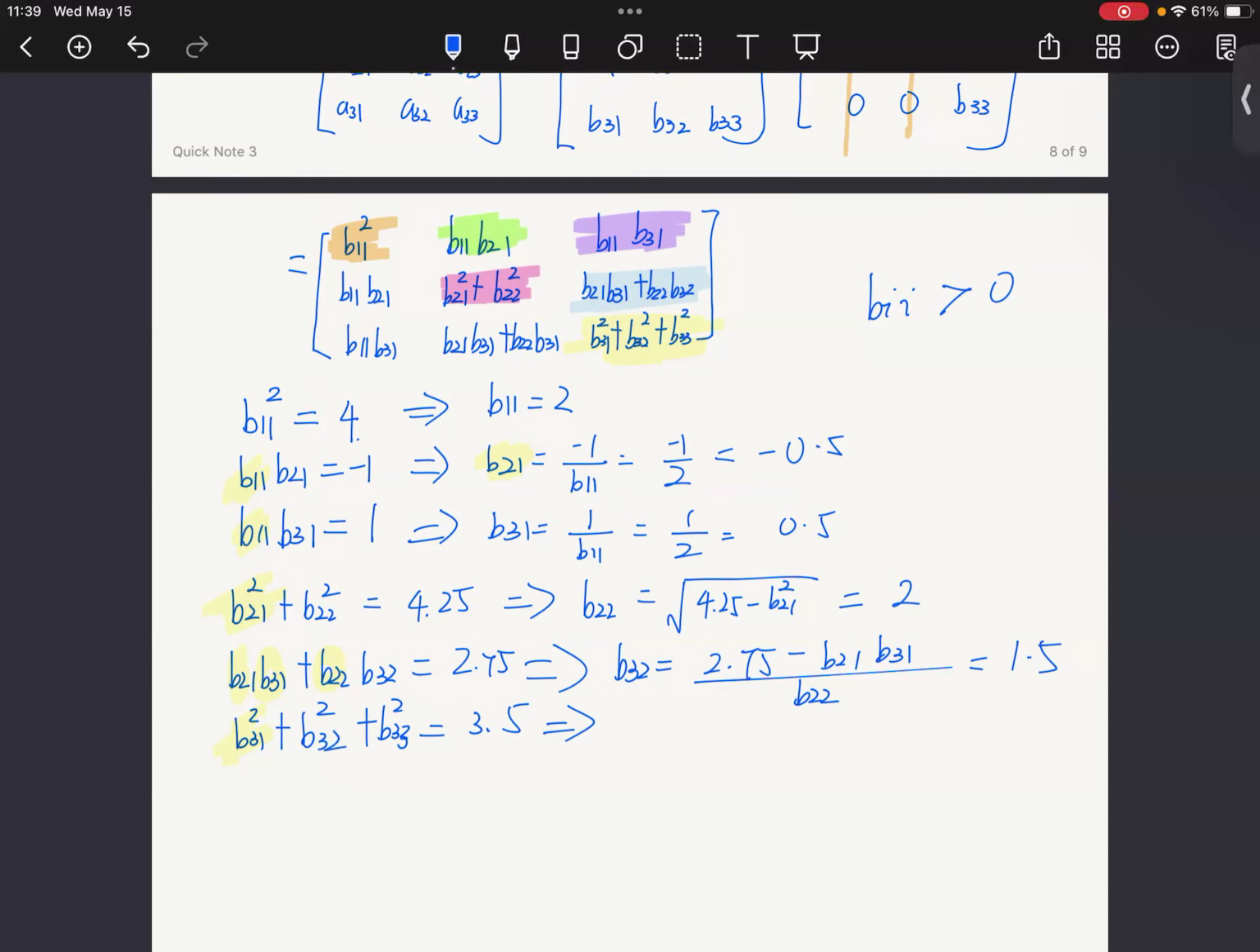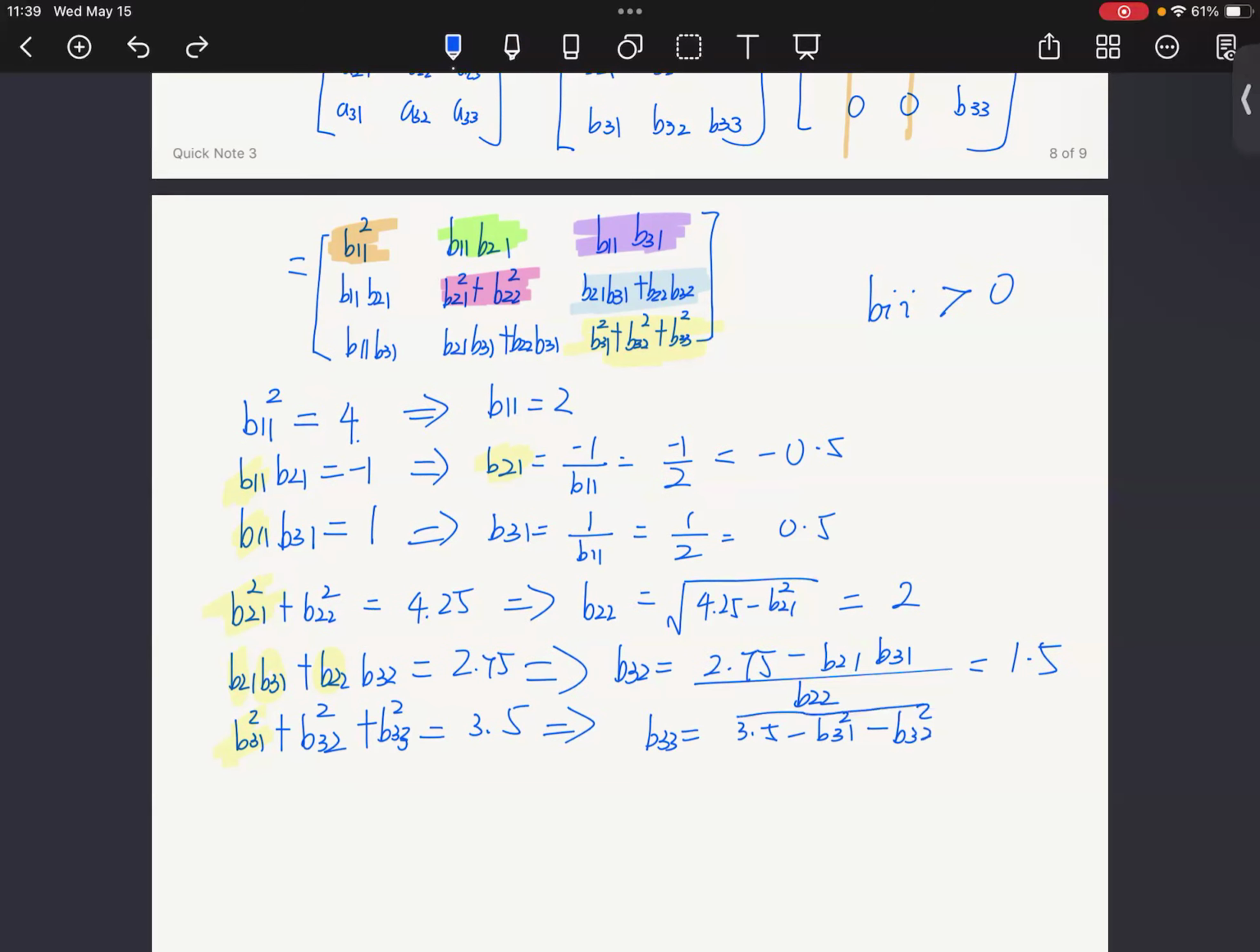We have B33, and then 3.5 minus the B31 square minus the B32 square, and doing the square root. And now you would get to the answer. This one, the B33 is 1. So which means that you have the B matrix now.